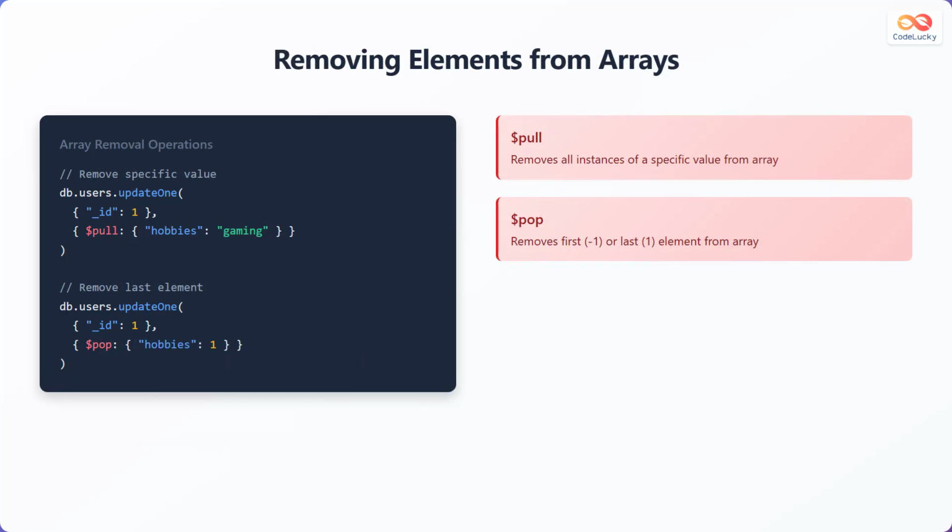You can also remove elements from arrays using specific operators. The $pull operator removes all instances of a specified value from an array. For instance, to remove gaming from the hobbies array of the user with _id 1, we use db.users.updateOne with the $pull operator. The $pop operator removes either the first or last element from an array. To remove the last element, you specify 1. To remove the first element, you specify -1. In this example, we removed the last element from the hobbies array using $pop.